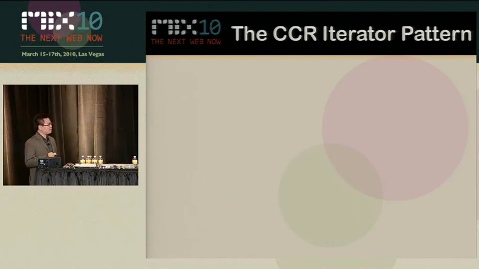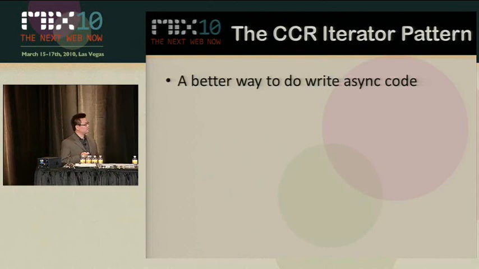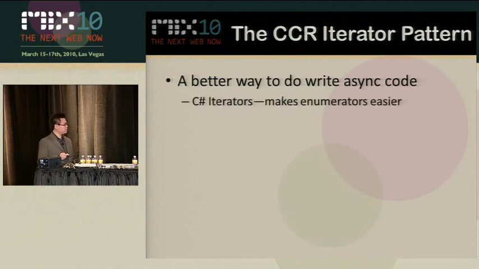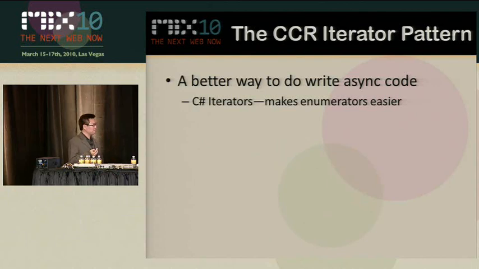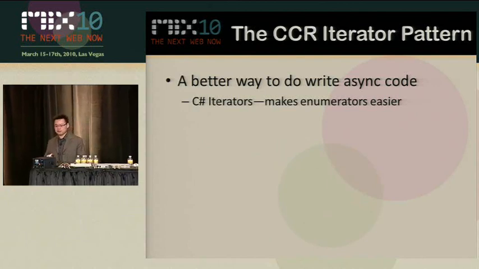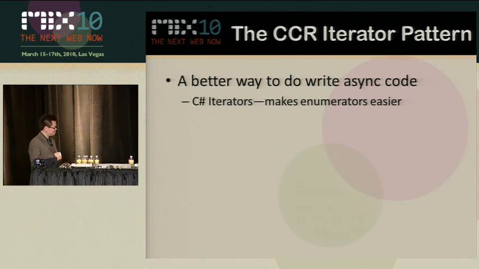In a nutshell, the CCR iterator pattern is a better way to write asynchronous code. Now, how many of you in the audience have used the C# iterators before? Plenty, of course, because we are all programmers here. And basically, C# iterators is a feature in the C# language introduced in version 2.0 that gives you an easier way to write enumerators. Instead of implementing the whole enumerator interface, you simply write a method with a bunch of yield return calls in them.